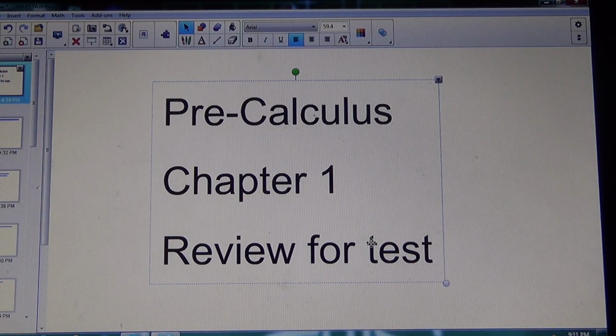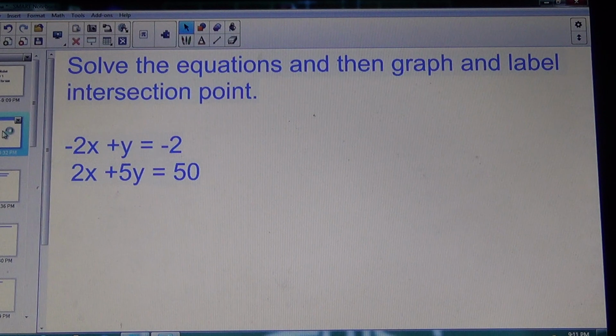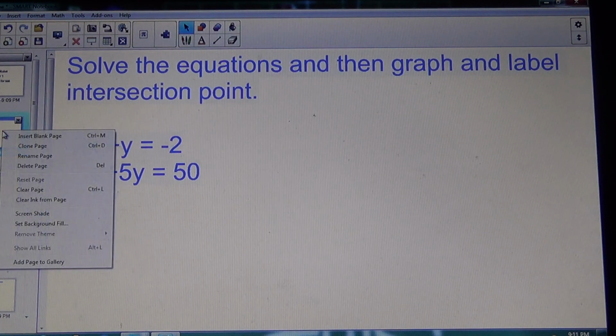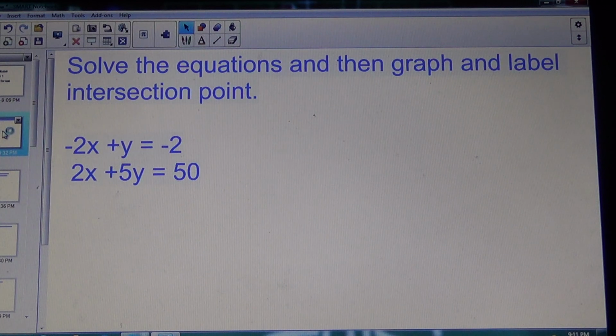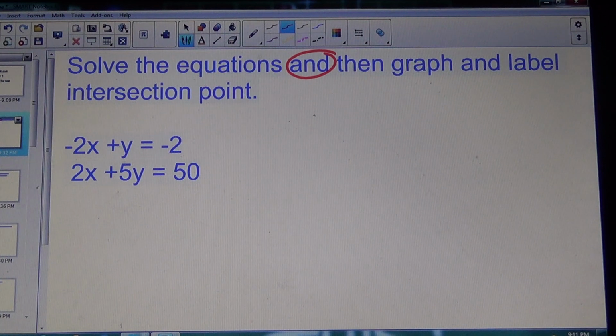Alright, this right here is the pre-calculus, chapter 1, review for the test. These questions are going to be just like what's going to be on the test. The first question says, solve the equations and then graph and label intersection points. The keyword here is "and." And means that we're going to do two parts.